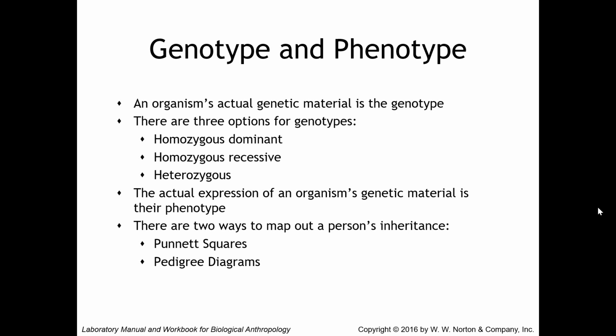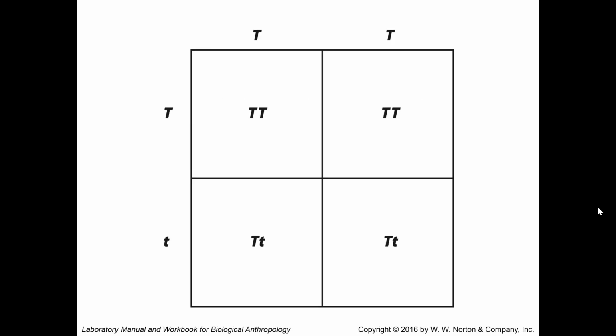So Punnett squares diagram the possible genotypic outcomes for the mating of two organisms. One parent's genotype is written above the boxes and the other's on the left. We're going to look at a few Punnett squares really quick. So here's one. Here we see that parent number one at the top is homozygous, specifically homozygous dominant, and parent number two is heterozygous, right?